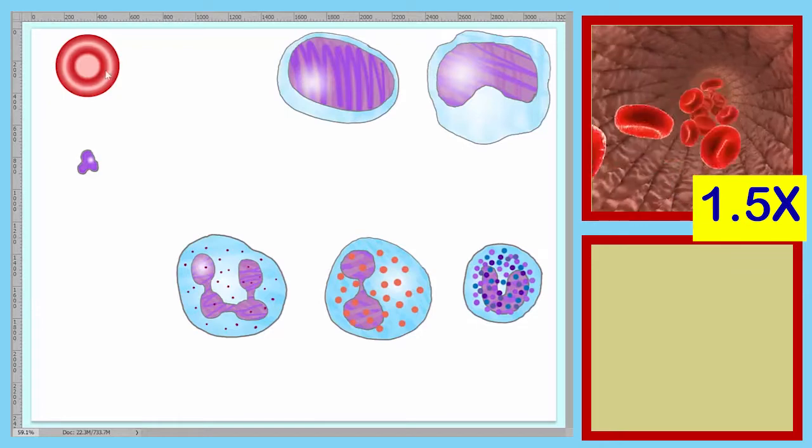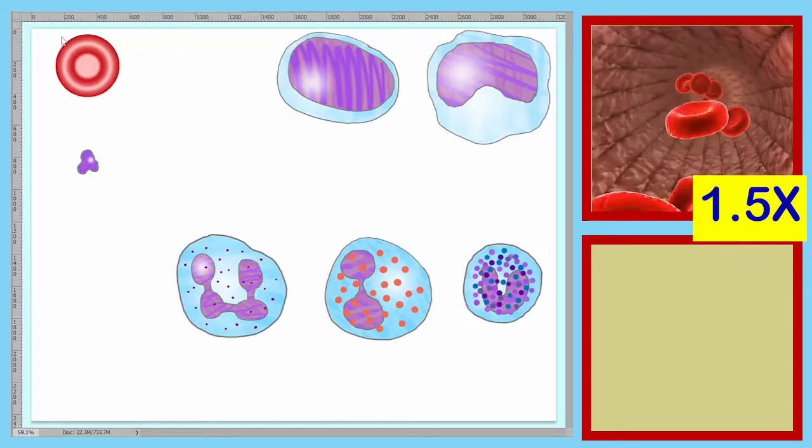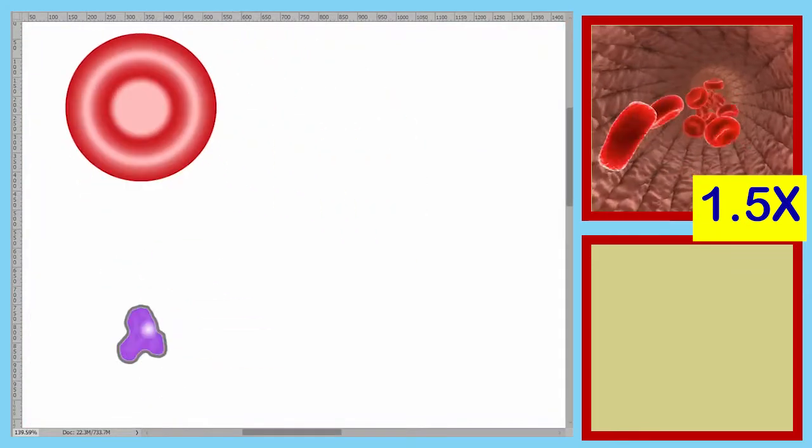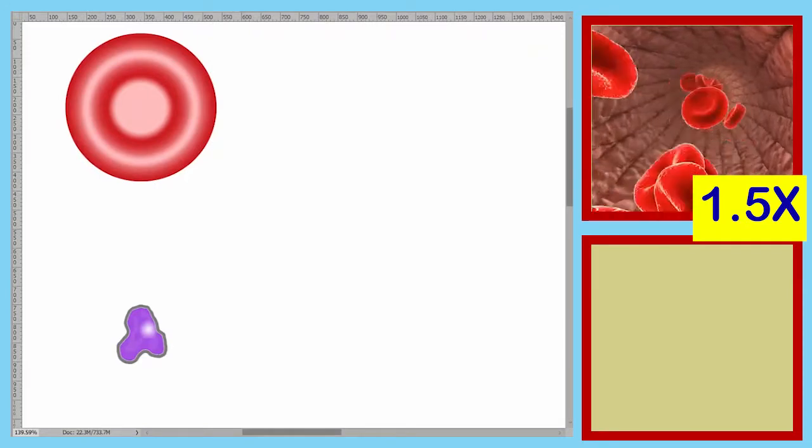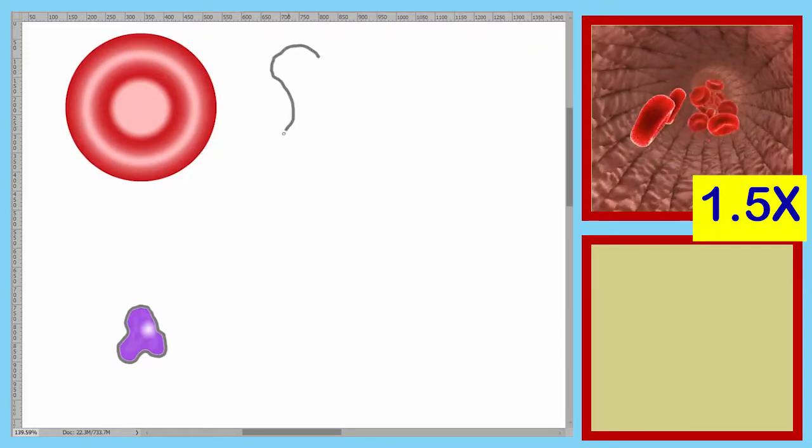Let's begin. Our first formed element is shown here. It is a red disk. So let's discuss this one. This red disk is the most abundant formed element in the blood. If we were to draw it on its side, it would look like this.